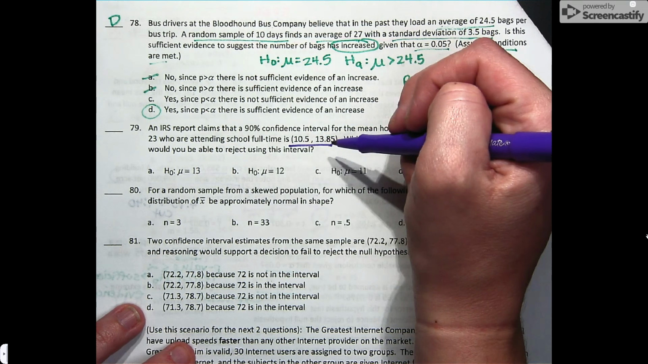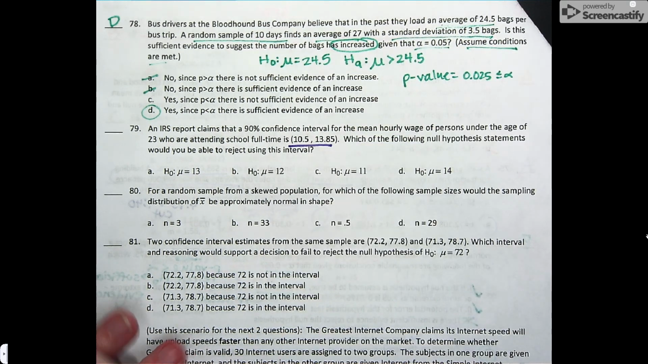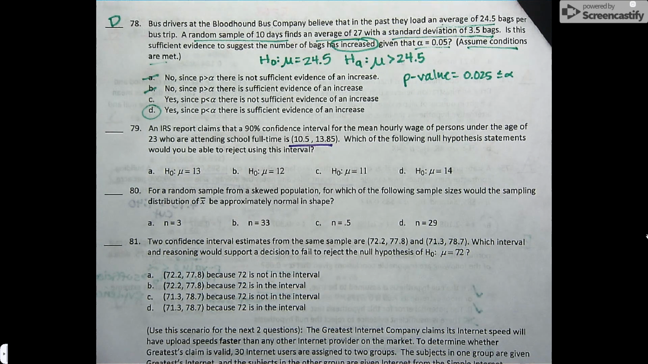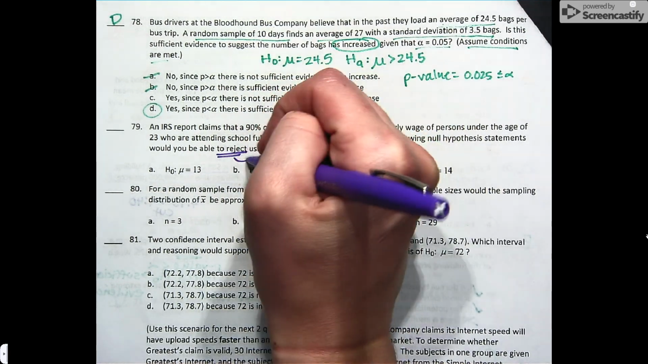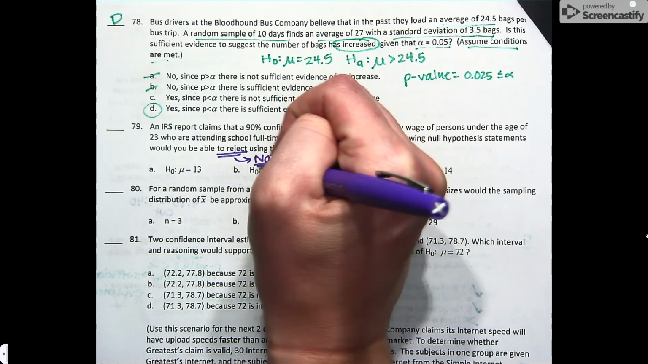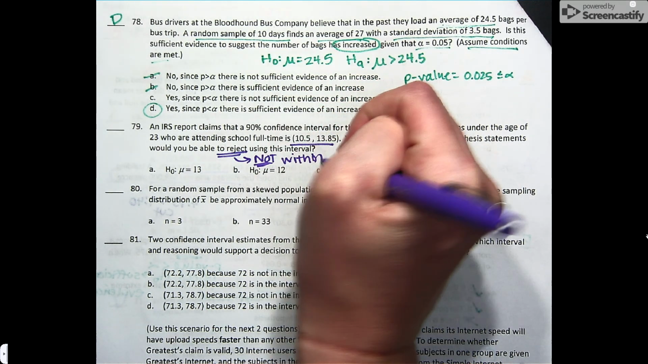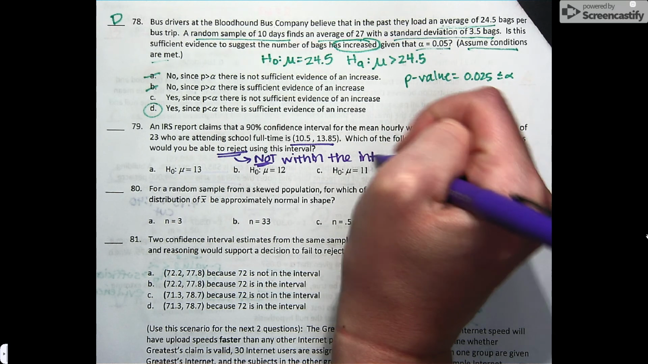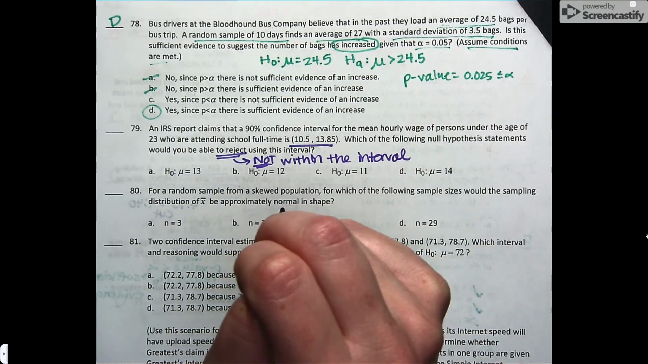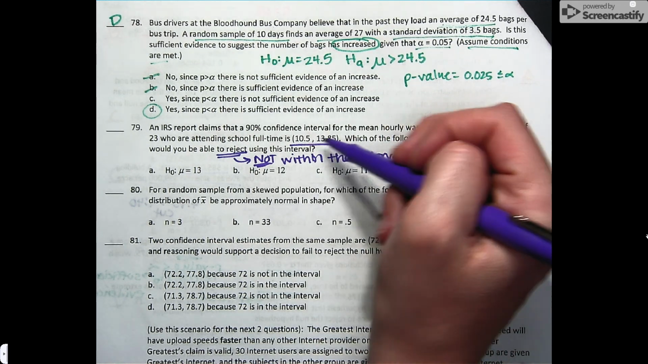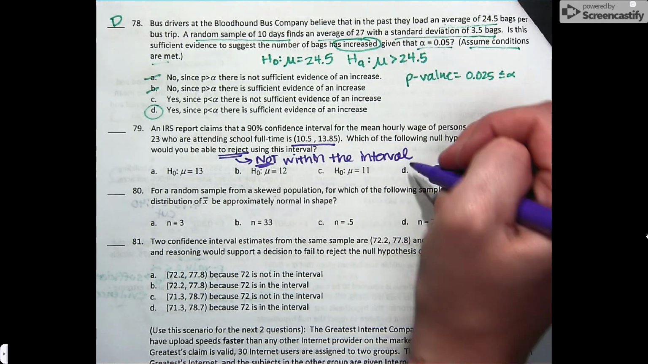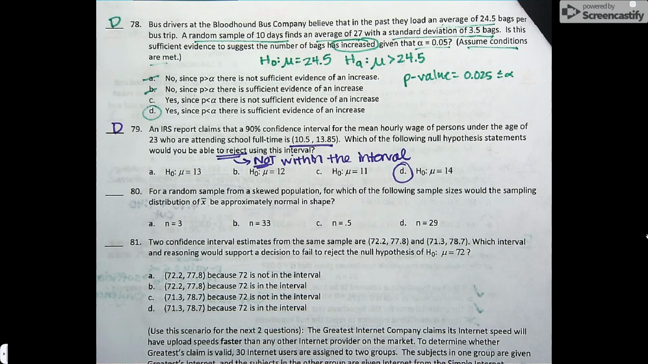But if it's outside of the confidence interval, then we can say that we have enough evidence to say that the alternative might be in favor, okay? So you want to reject, which means we don't want it in the interval. So not within the interval. Okay, because that means we have enough evidence to say it wasn't that value. So let's see, 13 is within that, 12 is within it, so is 11. The only one that's not is letter D.